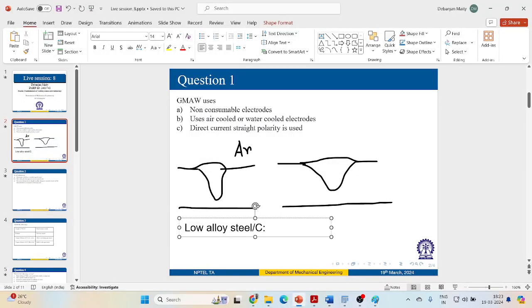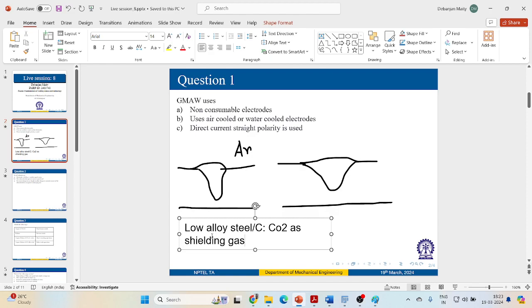During that time, what should you use? You should use CO2 as the shielding gas, right? Now, the advantages are higher welding speed, greater penetration, and lower cost also. So these are my advantages when I use CO2 as my shielding gas, right?